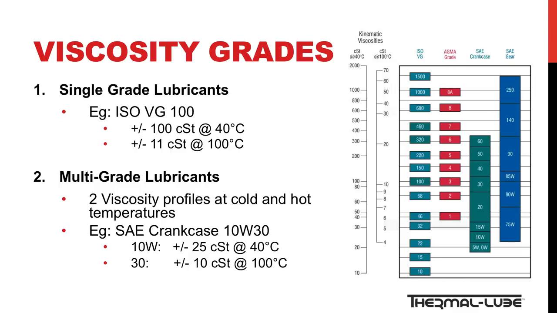You can see the 10W grade aligns with a viscosity of about 25 centistokes at 40 degrees Celsius, and the 30 grade aligns with a viscosity of about 10 centistokes at 100 degrees Celsius. You can see that at 40 degrees Celsius, if we were to use straight SAE 30, the resistance to flow would be almost 4 times that of the 5W grade.